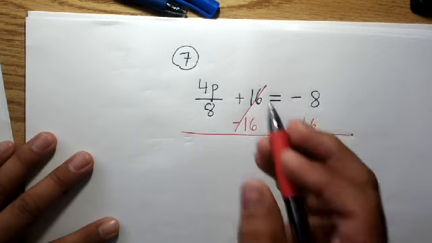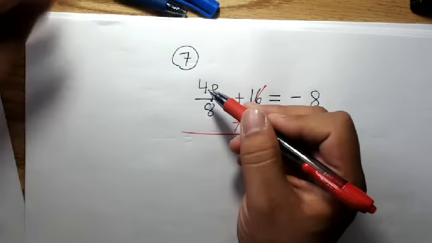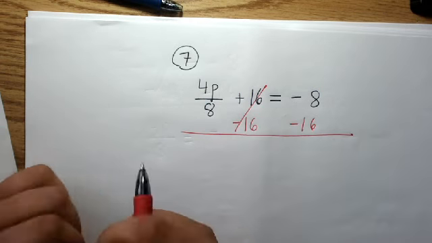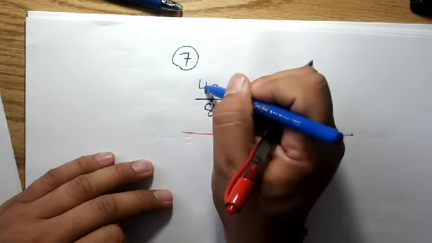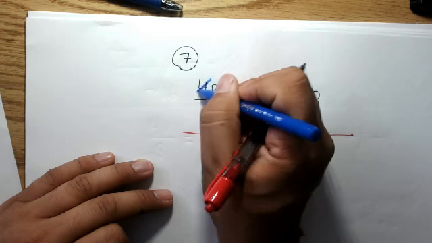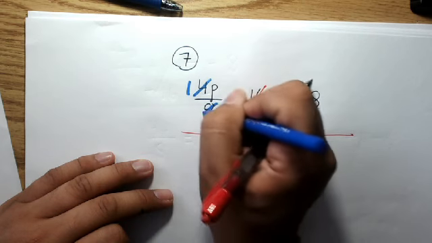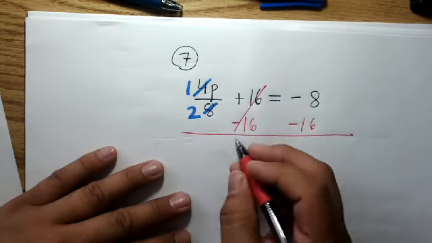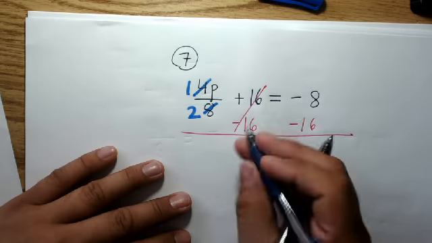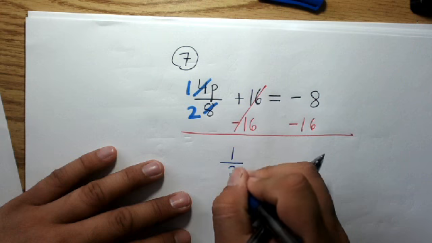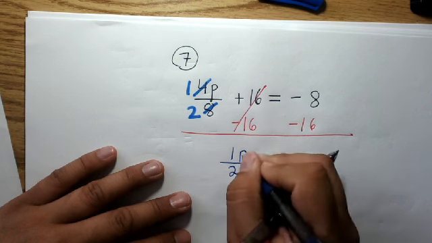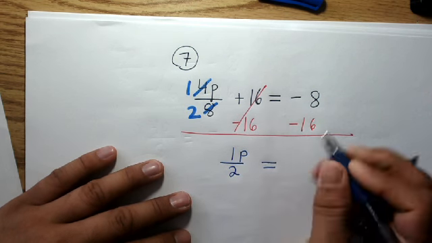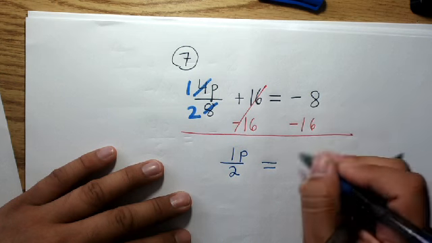That cancels. Now, a lot of you asked me yesterday, because you were starting on the homework, if you could reduce 4/8, and yes, you could reduce that to 1/2. So you may write that as 1/2 p, or 1p over 2. Now that would equal, what's negative 8 minus 16?